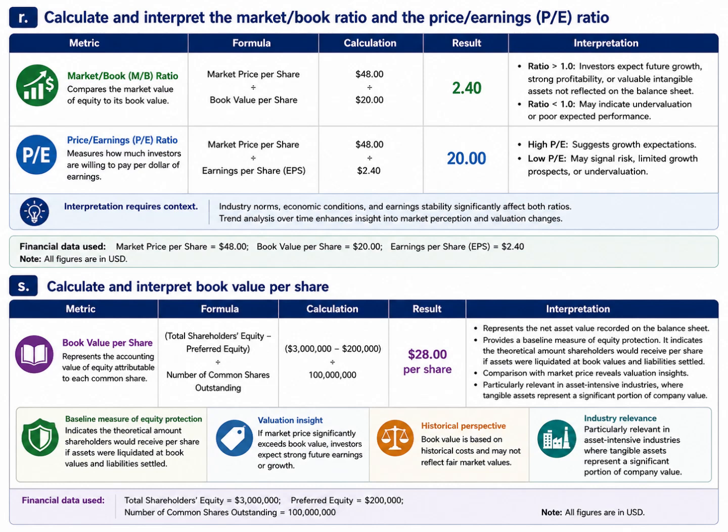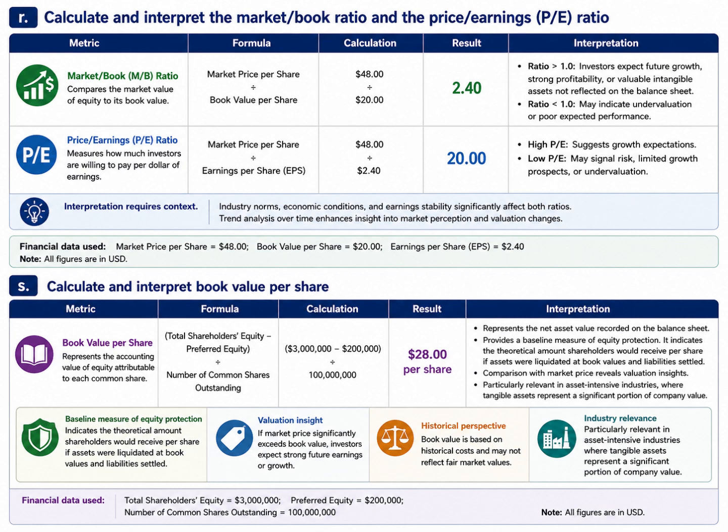R. Calculate and interpret the market/book ratio and the price/earnings PE ratio. The market/book M/B ratio compares the market value of equity to its book value. It is calculated as market price per share divided by book value per share. A ratio greater than 1.0 suggests investors expect future growth, strong profitability, or valuable intangible assets not reflected on the balance sheet. A ratio below 1.0 may indicate undervaluation or poor expected performance.